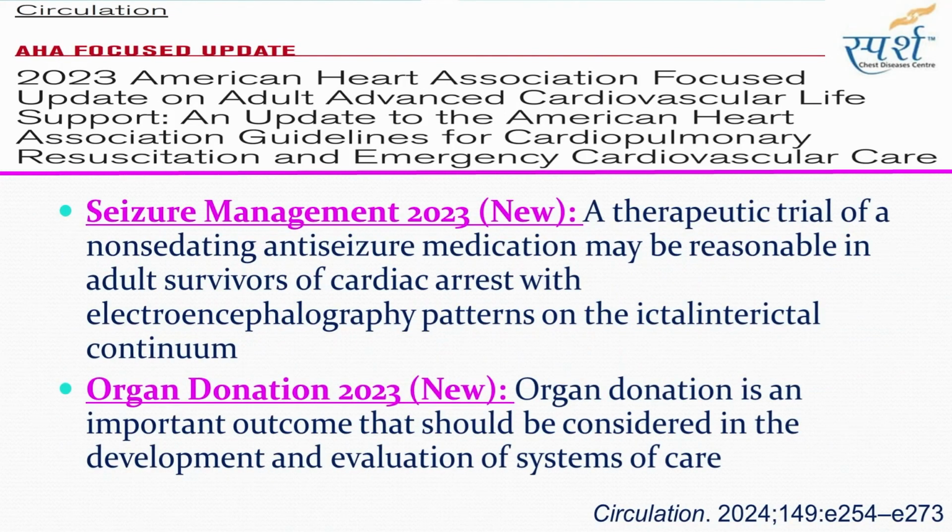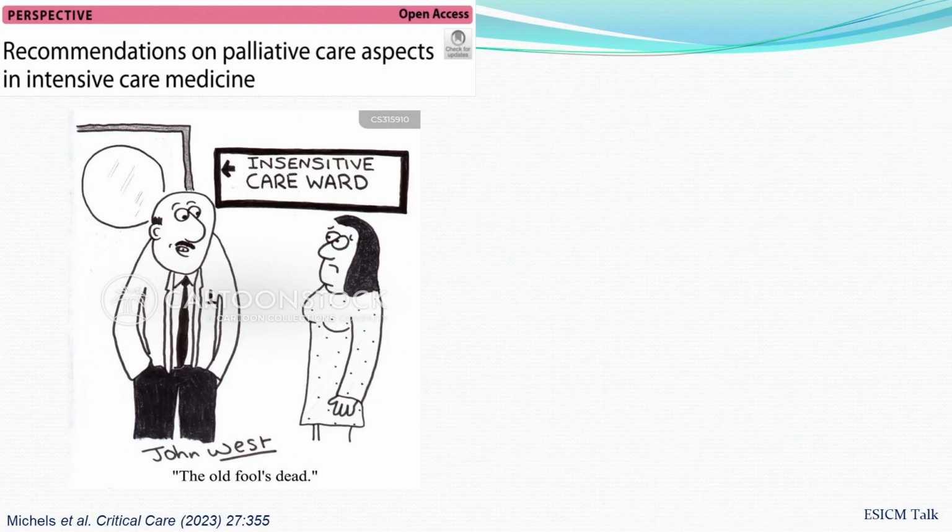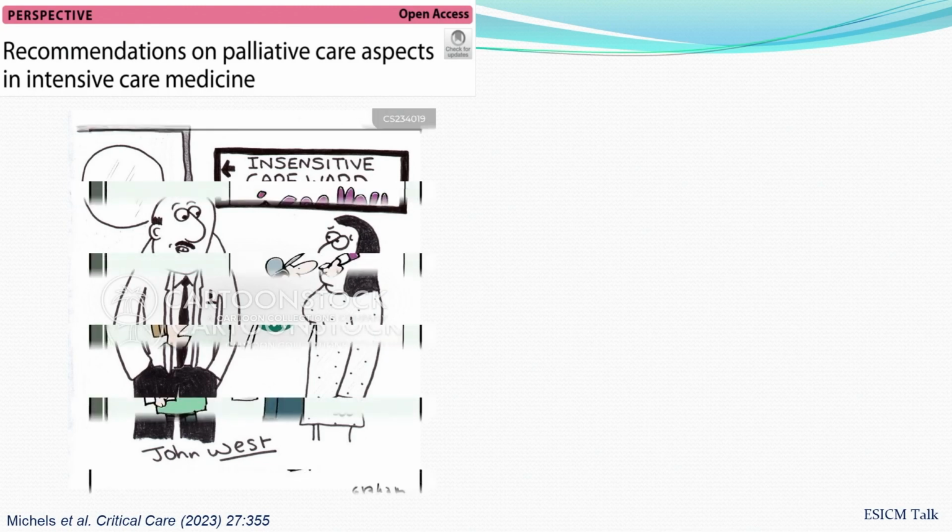Seizure management. So start a non-sedating anticonvulsant, levetiracetam or lamotrigine could be ones which you could use after cardiac arrest if the patient does not become conscious, because it has a bearing on mortality. Consider organ donation for these patients. Last slide. A lot of focus is now coming up on palliative care in the intensive care unit. So be compassionate. If you can't do the job, at least give them a comfortable death.